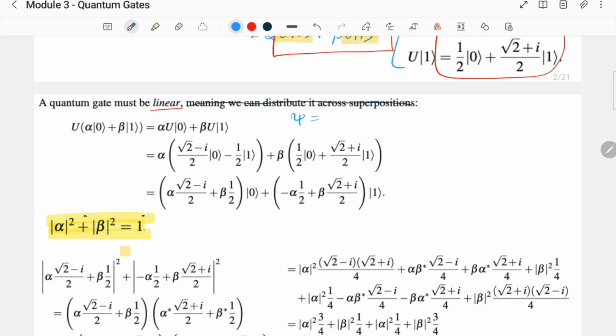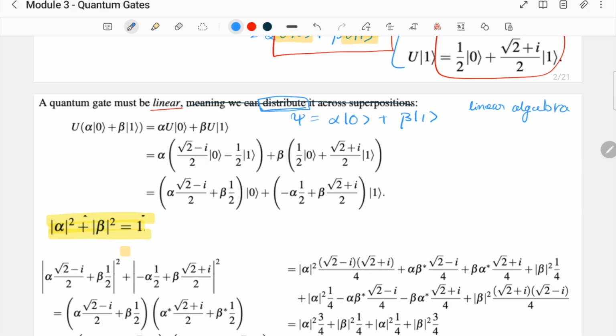This is our arbitrary psi. We always represent it like this. This is how we linearly map it, or linearly distribute it. That's what the book meant when it said distribute. And this follows from the property of linear algebra. That's why a quantum gate must be linear.